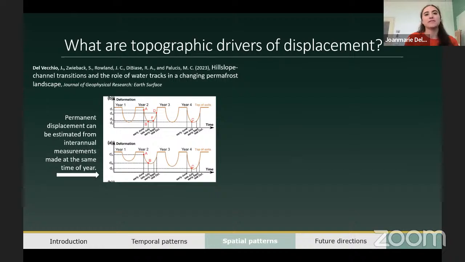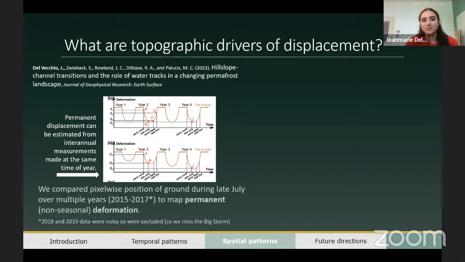Like, what is driving why we might see those erosion events? And so this was a second paper that we came out with last year in JGR, and we're focusing on this alternative hypothesis: if we want to see permanent displacement, we should look at the same time year over year. So instead of seeing any sort of seasonal signal, we're going to see any permanent displacement.